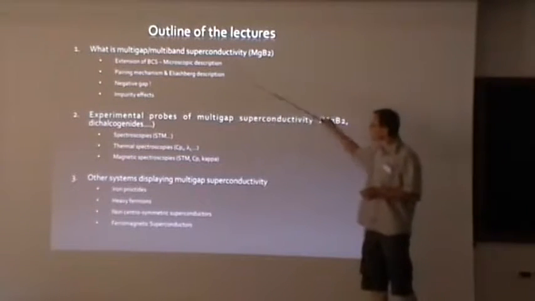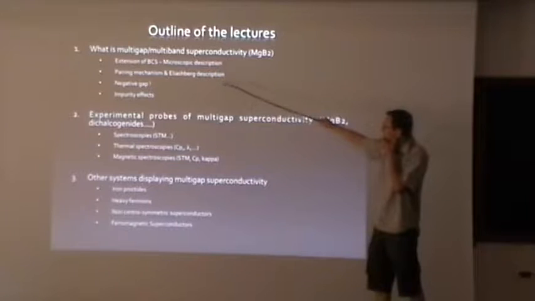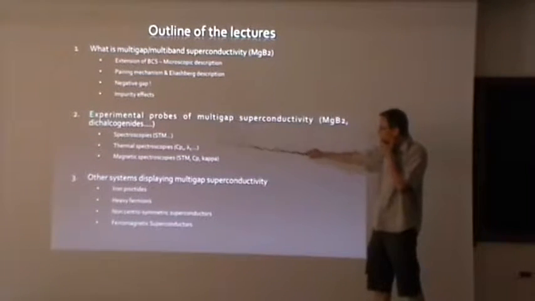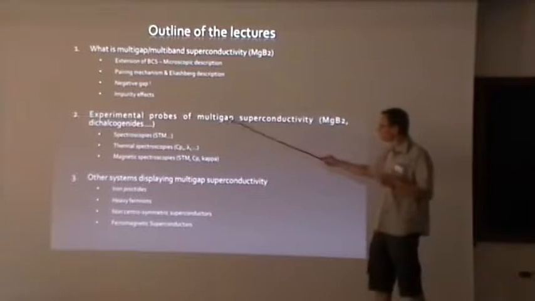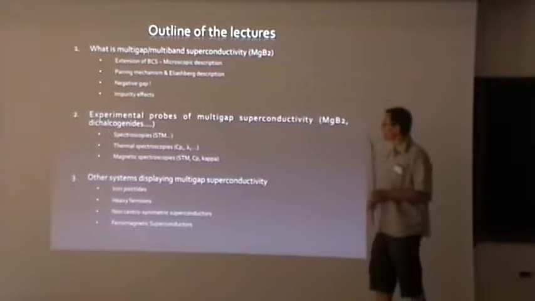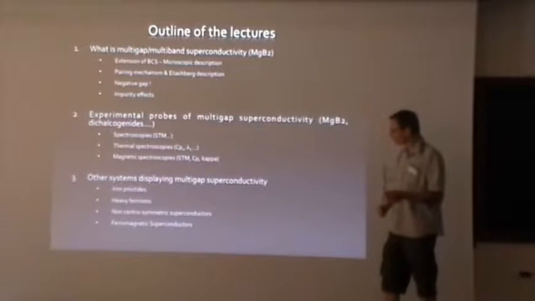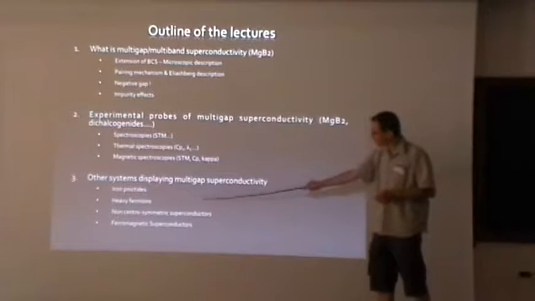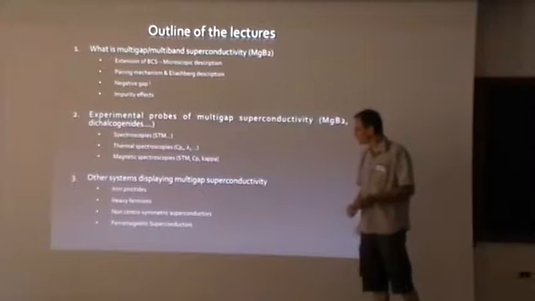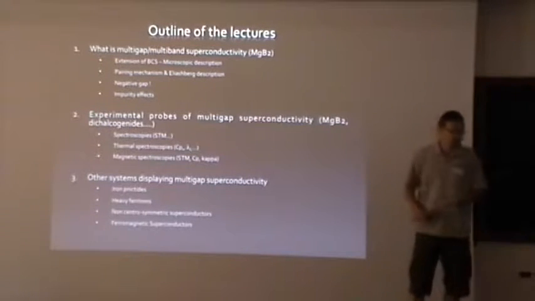So first, I will discuss these basic things on multiband superconductivity, but from a theoretical point of view. Then some experimental proofs of how to detect and quantify multigap superconductivity. And then at the end, in the third lecture, I will discuss some other systems which also display multigap superconductivity.